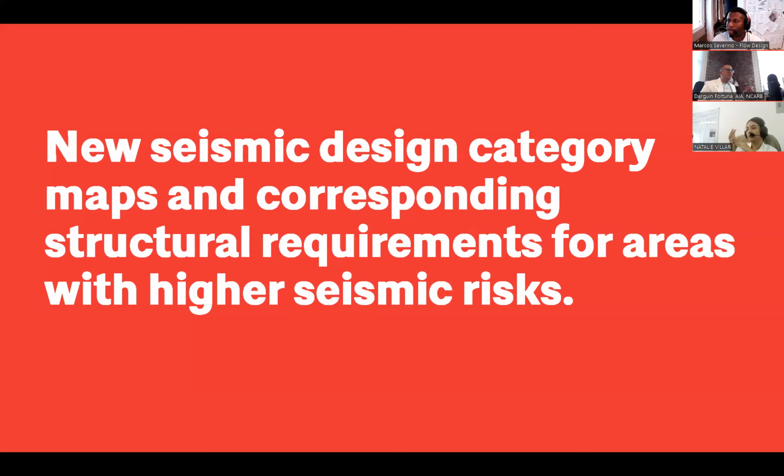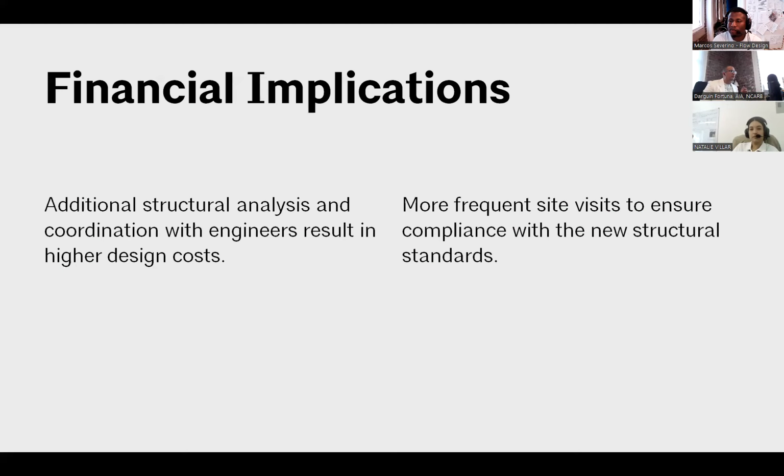So there are some areas where you have to look at the map, and there are seismic requirements for earthquakes or structural issues. That's going to increase the different risk categories across the state and across the country. Implications: now we need additional structural analysis and coordination with engineers, resulting in higher design costs. So no longer can we all do this little calculation for all of these different projects. Now there are requirements for residential 1 and 2 family, and requirements for multifamily.